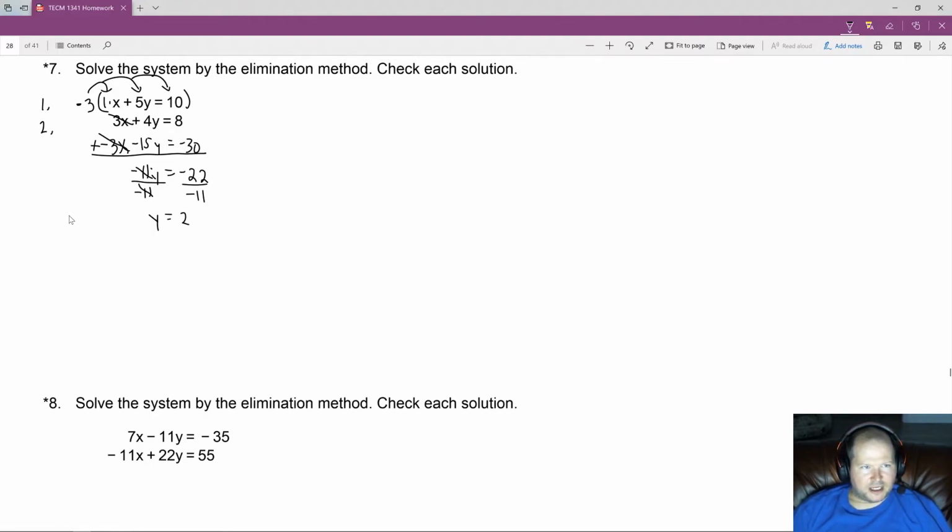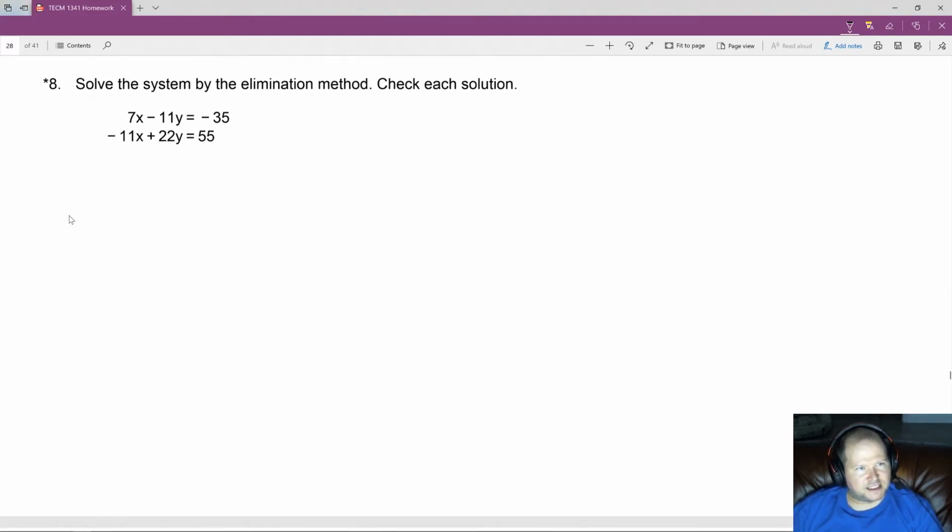Then we go back and we plug it in. x plus 5y, y being 2, is equal to 10. 5 times 2 is 10. So we end up with x plus 10 is equal to 10. We undo the addition of 10 by subtracting 10, and whatever we do to one side, we do to the other. It gives me x is equal to 0. So the ordered pair is 0, 2.